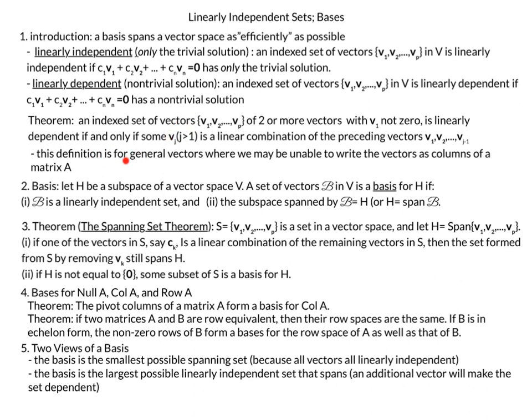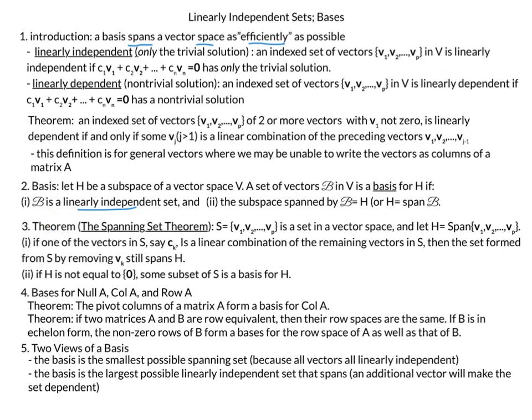And this definition was good for general vectors where we may be unable to write vectors as columns of a matrix A. That led us to the definition of basis. So let H be a subspace of a vector space V, then the set of vectors B in V is a basis for H if 1, B is linearly independent, and 2, the subspace spanned by B is equal to H. So the two things about a basis are they will span your space, and it's efficient, and by efficient we mean linearly independent. There's no repeated or extra information that you can just throw out.